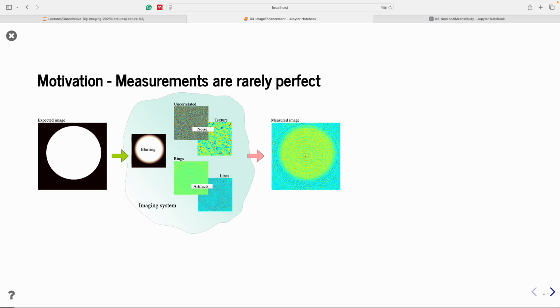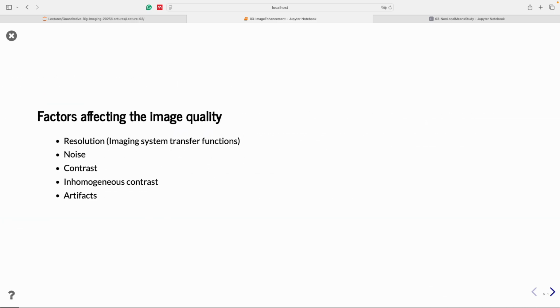So, given what we get, we need to do something to be able to analyze the images. Things that affect the image quality are, first of all, the resolution. It actually limits what you can see at all. Then we have noise, and we have contrast, which is actually related to what you have in your image.